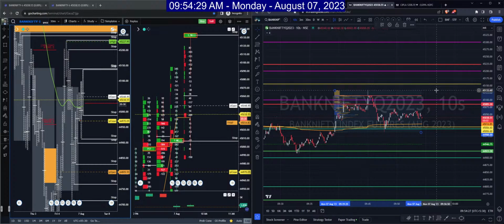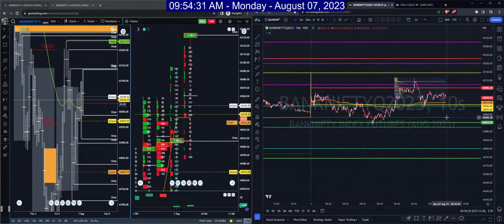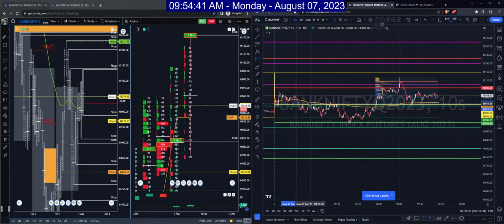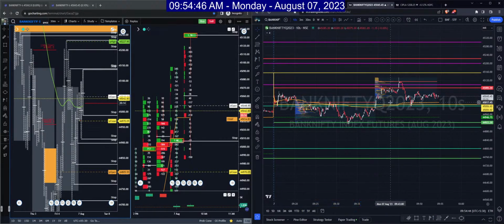Okay, so simple basic volume profile concept. So the inventory is long. This is where the POC is present. Another POC is this. Okay, so this is also a zone. So that's where the buying or selling retention happens. Now currently we are just developing sideways.